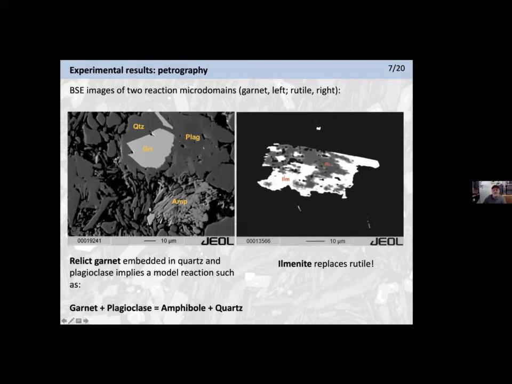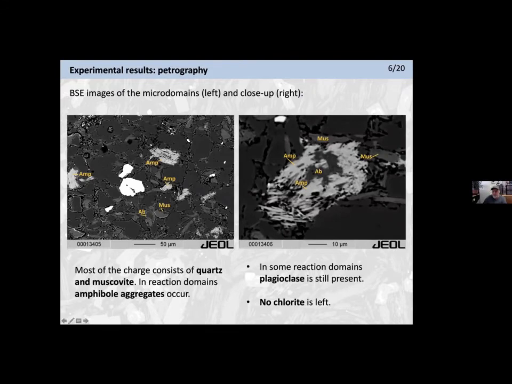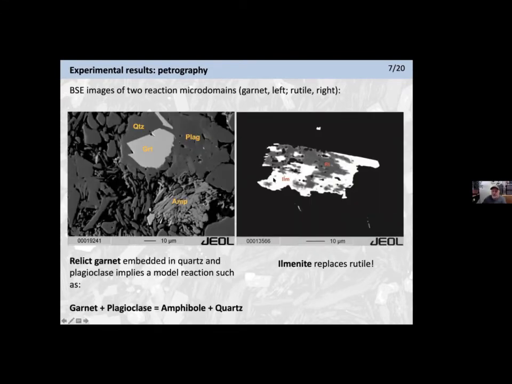Here are two microdomains. There's a garnet microdomain. You see this garnet did not react, but it sort of broke down. You see all these resorption rims here. Garnet and plagioclase reacted to form amphiboles and quartz. And rutile is replaced by ilmenite in the experiments.